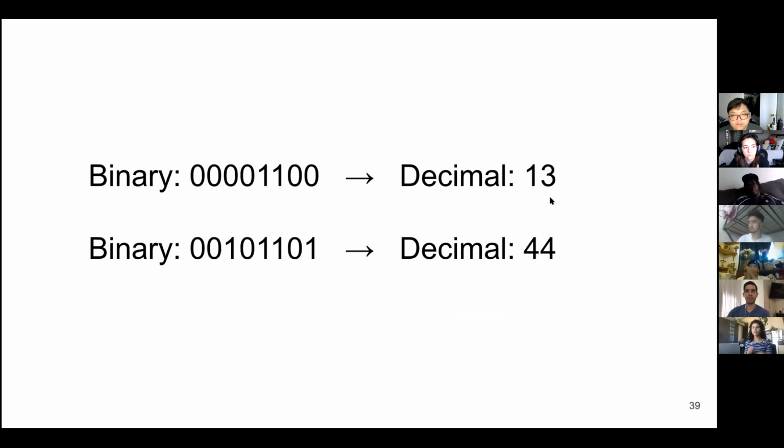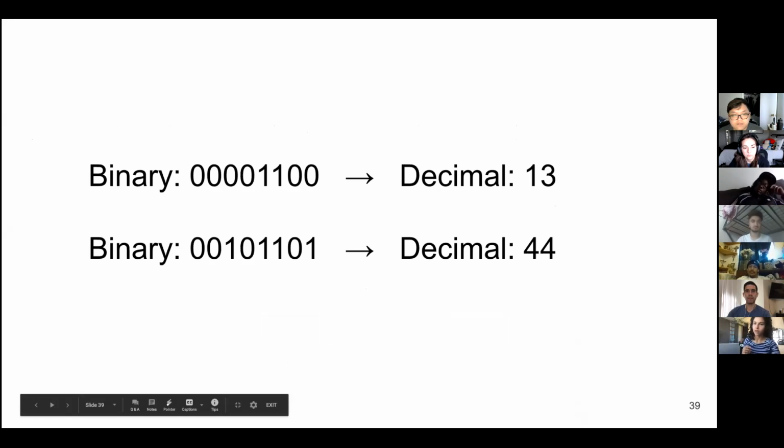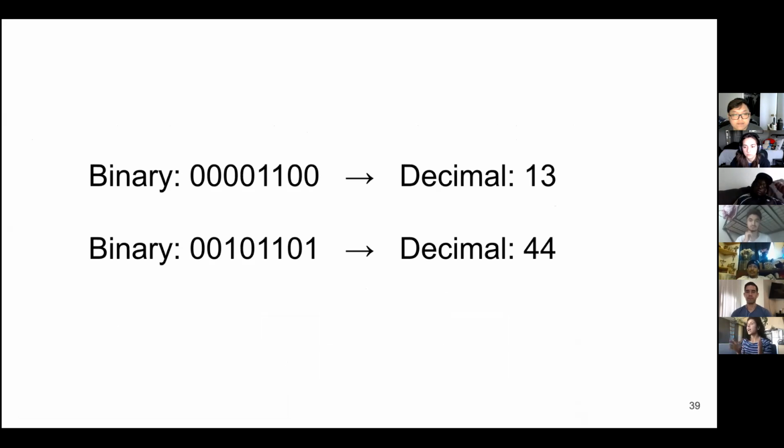And now I have a question for everyone. So let's see who's been paying attention. If I told you that this binary number represented 13 and that this binary number represented 44, who can come off of mute right now and tell me how you know there's a mistake without doing any math? How do you know that there's a mistake without doing any math?